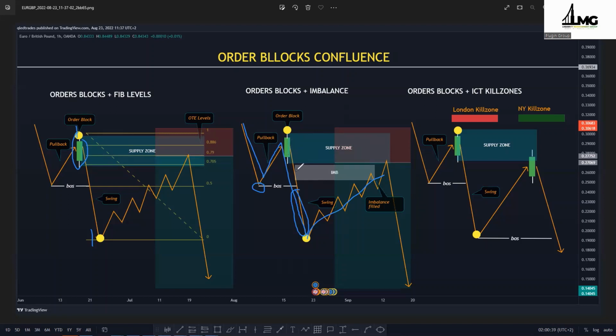In this case, we see price forming imbalances and leaving an order block up here. What do I do?